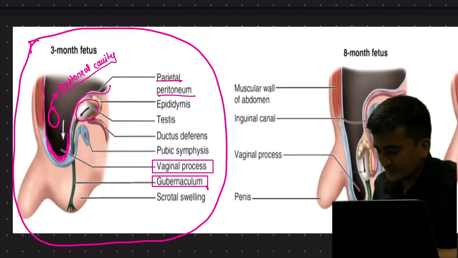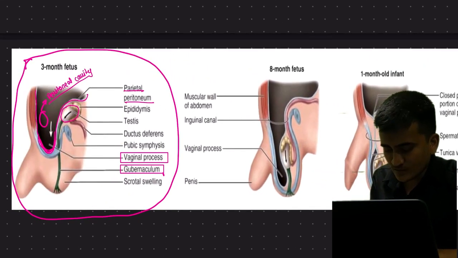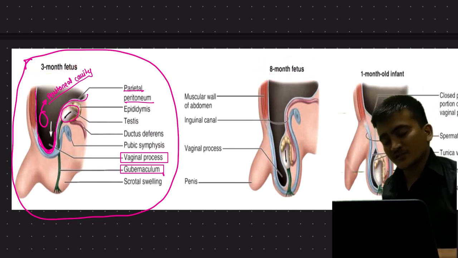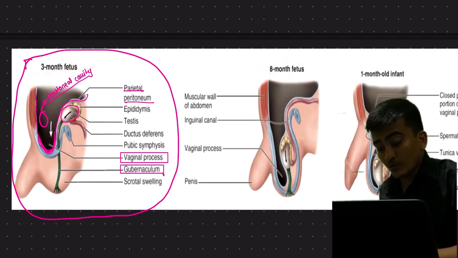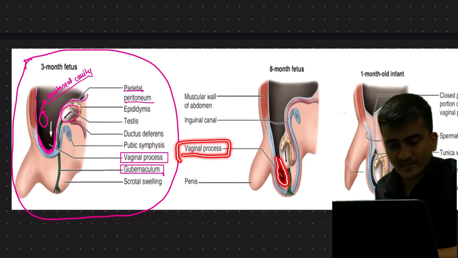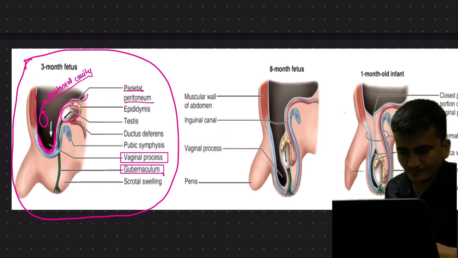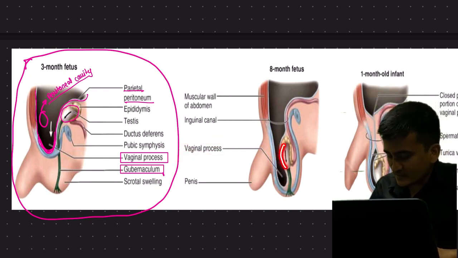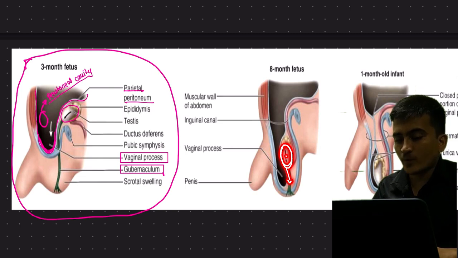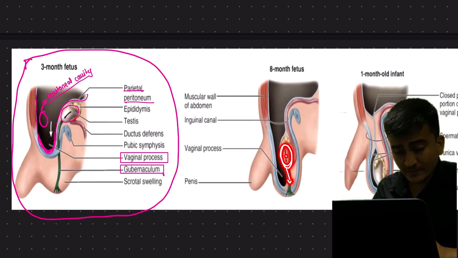Now this vaginal process, if you will see, this was the figure of 3-month fetus. Now we'll be moving toward 8-month fetus. In this 8-month fetus, here you can see this prominent vaginal process, right? Now testis is on its way to reach scrotum, right? Testis coming toward scrotum, pulled by gubernaculum, on the base of scrotum.